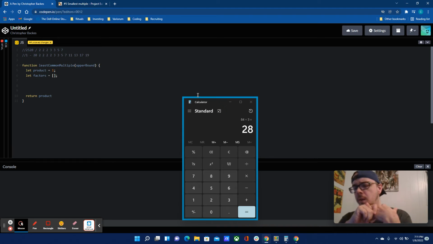What do we need to do after that? Well, we need to raise them to a power that is sufficient, where they're still less than or equal to the upper bound. So 2 needs to be raised to the power where it is equal to 16. 3 needs to be raised to the power where it is equal to 9. 7 stays 7, but we need to check and make sure we cannot raise these any further.